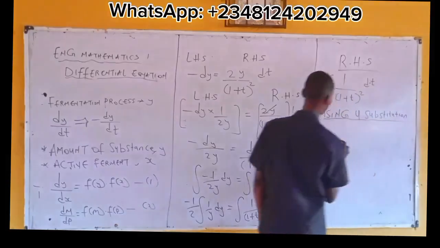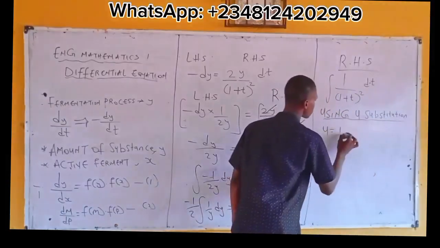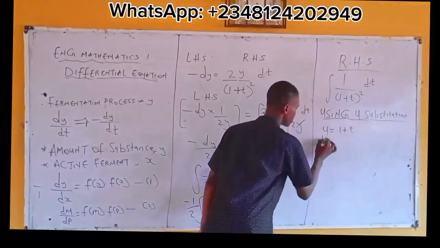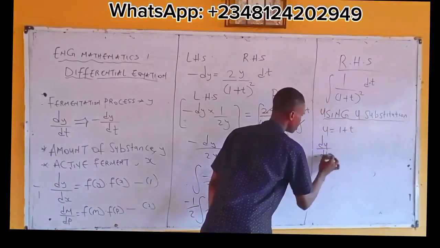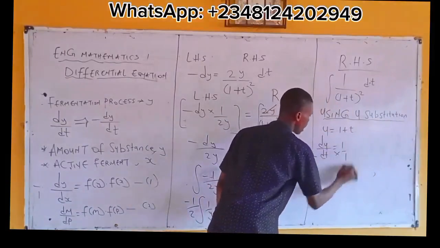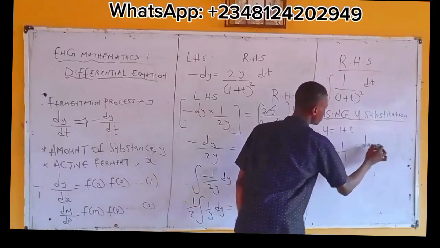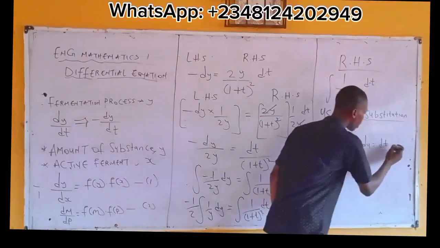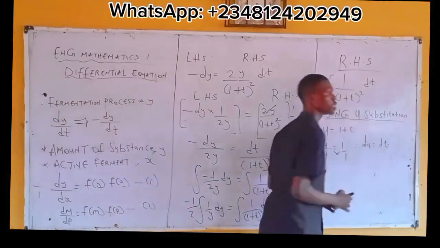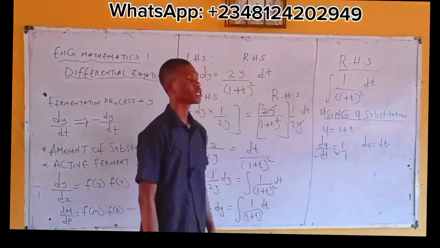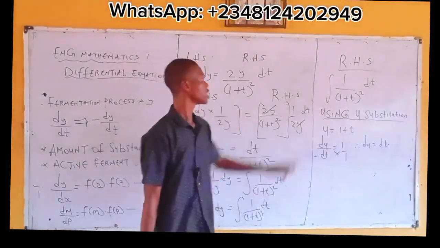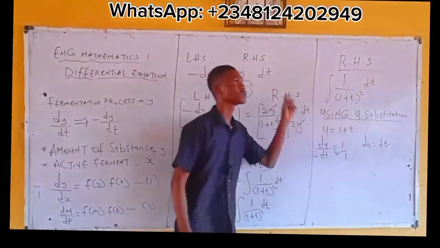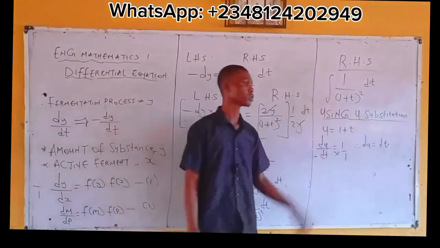Using u substitution, let u equal 1 plus t, meaning du over dt is equal to 1. Cross multiply. Therefore, du is equal to dt. Now, let me say this. The idea of u substitution is that, now, check this question. The idea of this substitution. Check this question.